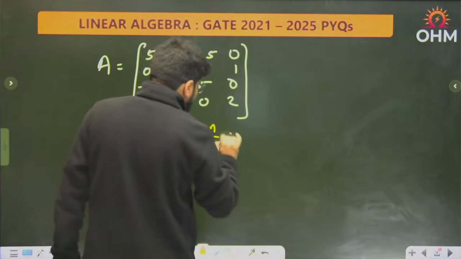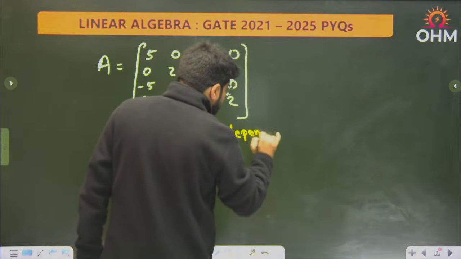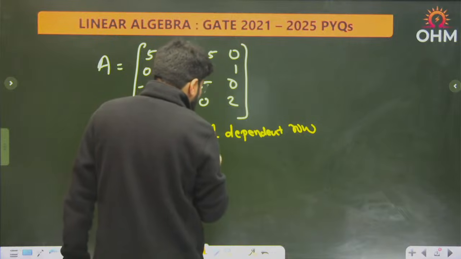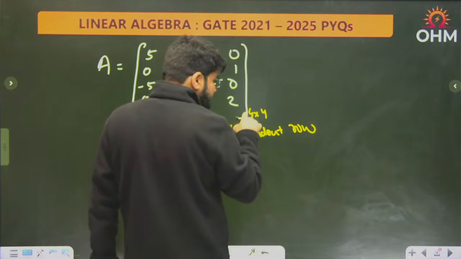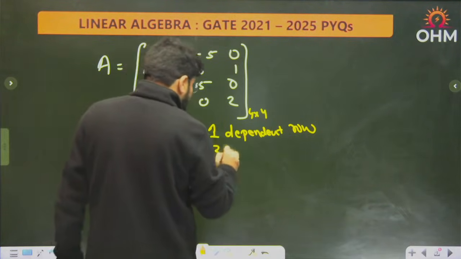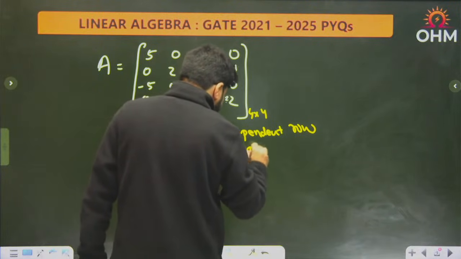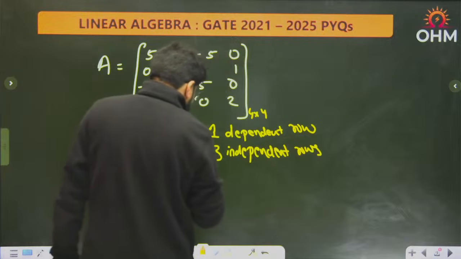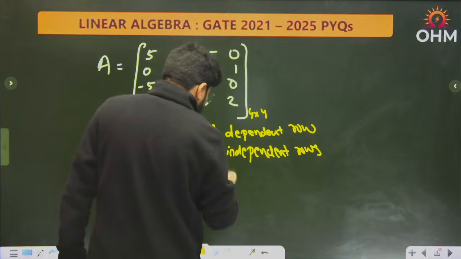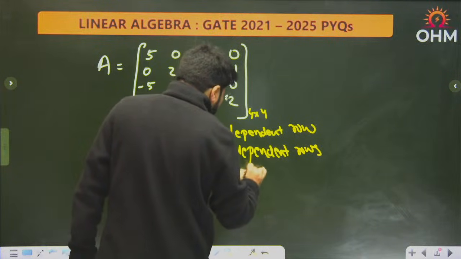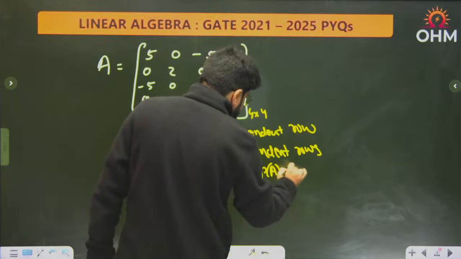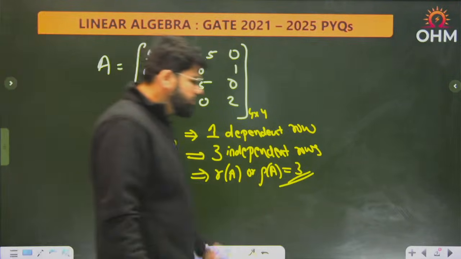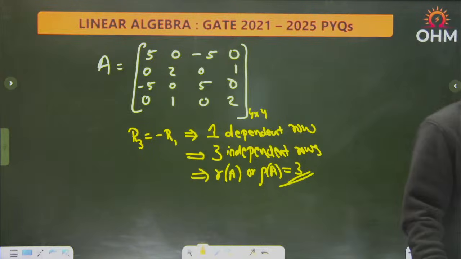That means there is one dependent row. It's a 4 by 4 matrix which has 4 rows. One of the rows is dependent. So how many independent rows? 3. So the rank of the matrix, written as r(A) or sometimes ρ(A), depends on books to books, is equal to 3. Got this point? The rank of the matrix is 3.